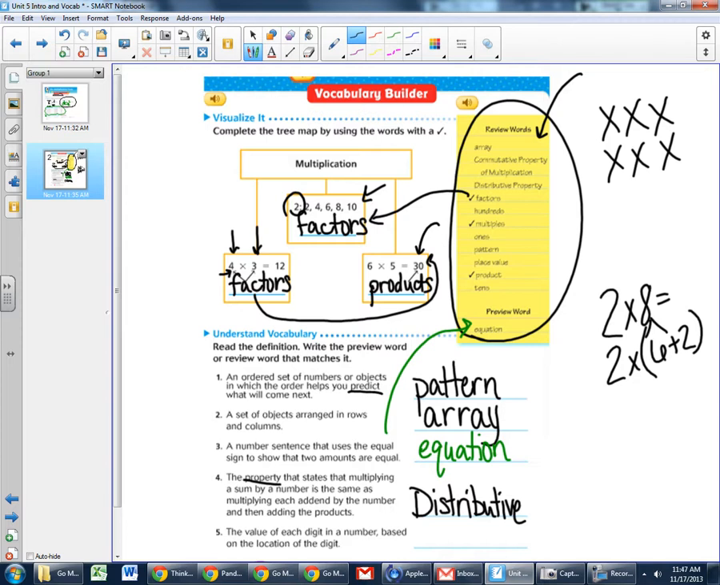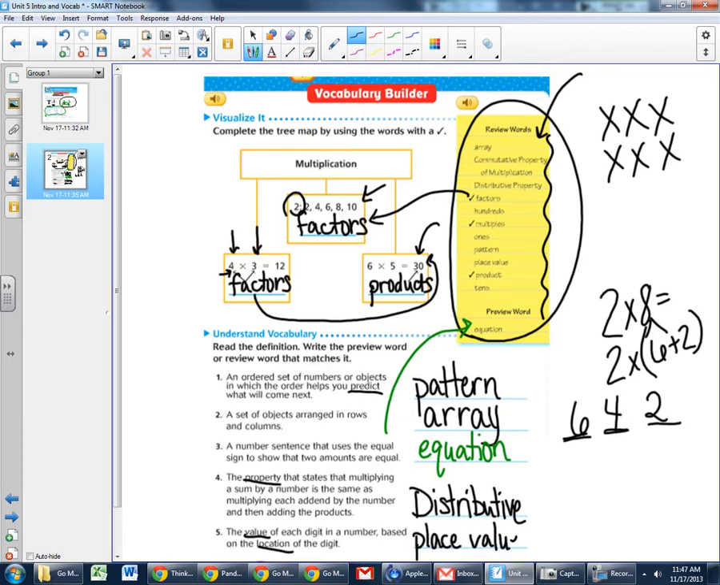And the last one, the value of each digit in a number based on the location of the digit. So we're looking at a value and location. We talked about this one a lot when we previewed what we were going to be learning within these ones. Knowing that the location of a digit tells us the place value.